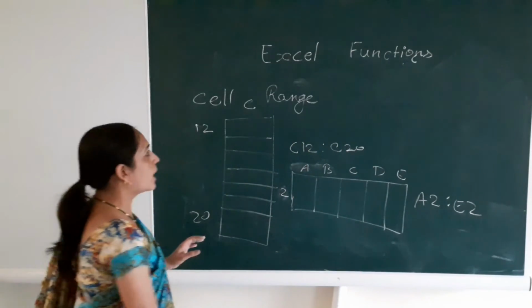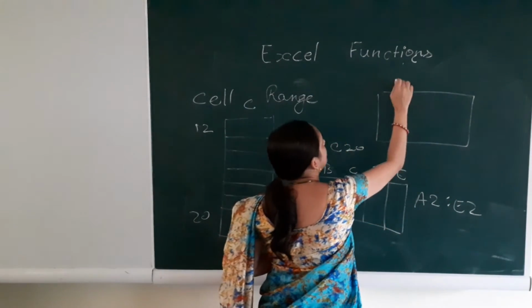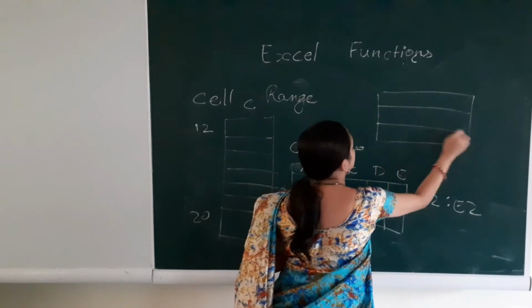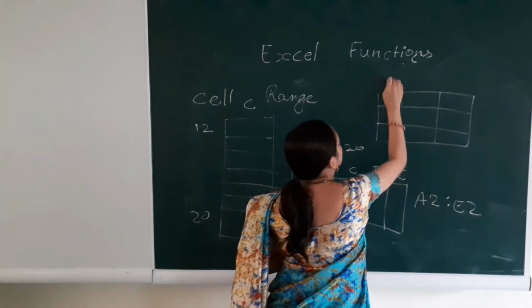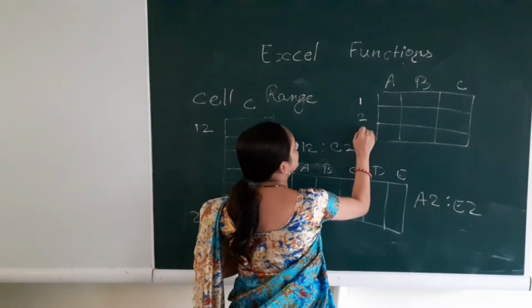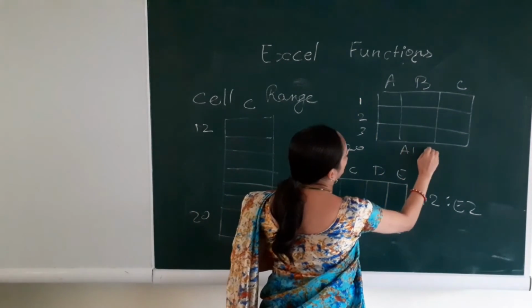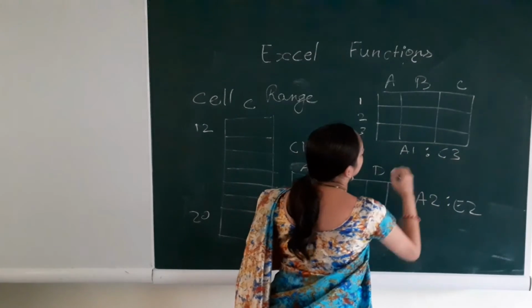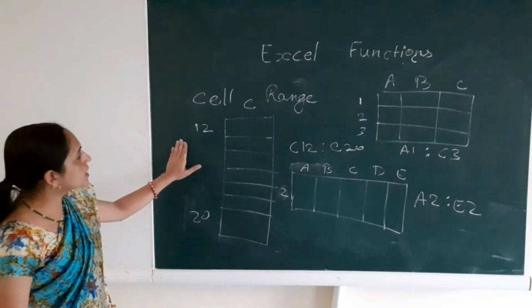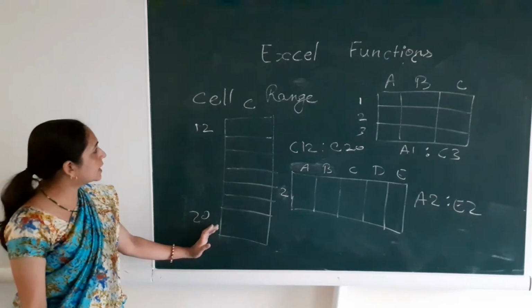And suppose you have selected a small table which consists of many rows and many columns. Suppose columns A, B, C and rows 1, 2, 3. So its range will be A1 colon C3. So this is a cell range. A cell range belongs to the group of cells you have selected.